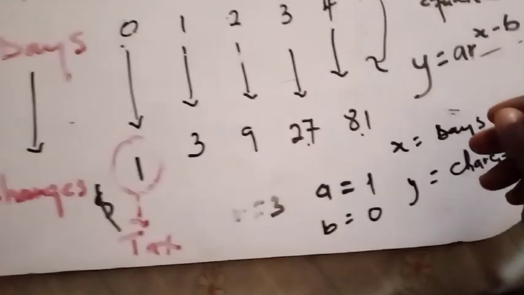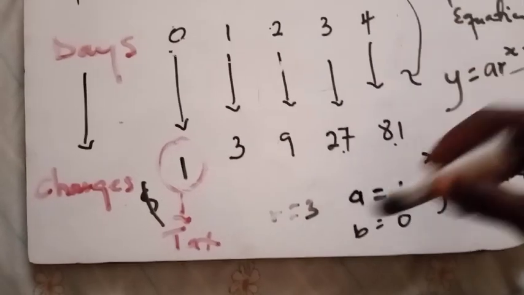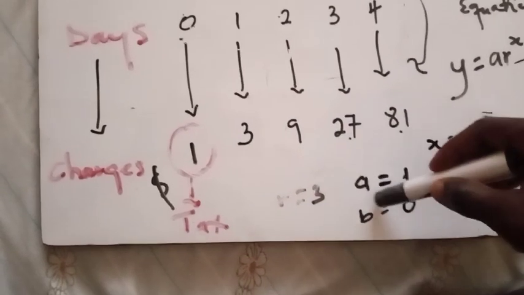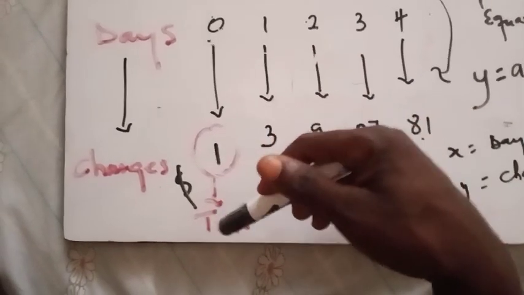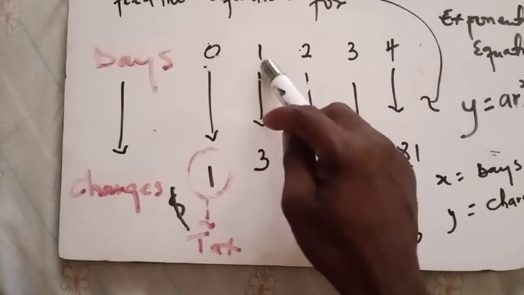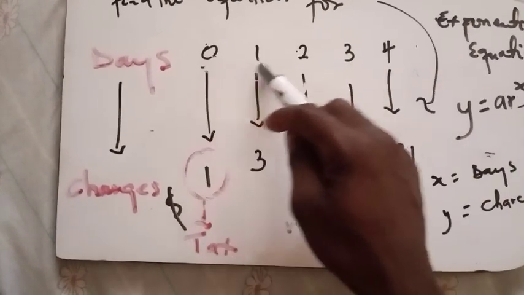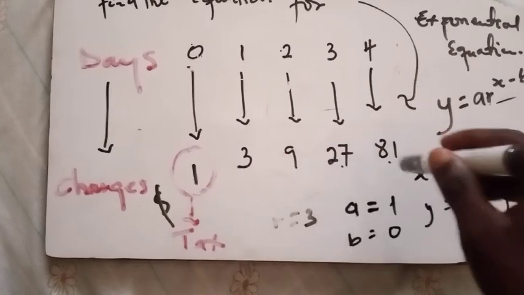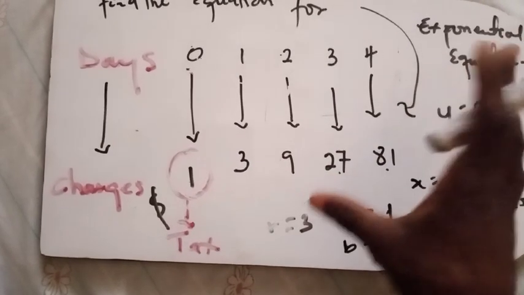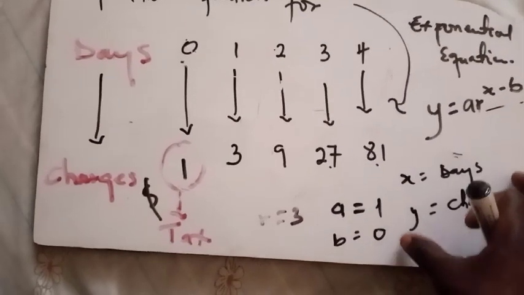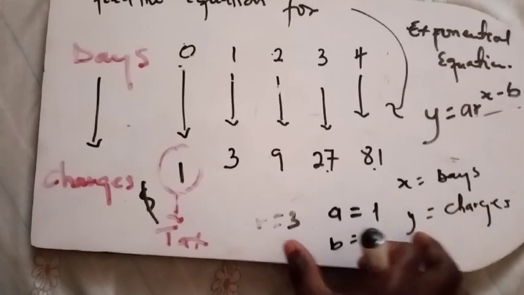Now, the only thing that changes here is the days. This r, which is the ratio, is constant. It doesn't change. And the a is also the first charge, which doesn't change. For this particular information, a is still 1 and b is 0. But you can see the number of days are many, so you have 0, 1, 2 up to 4, and the charges start from just $1 to 3 up to $81. Obviously they vary. So once they vary, it means that we are going to maintain the constants and then just replace these variables. That will give us the general rule.